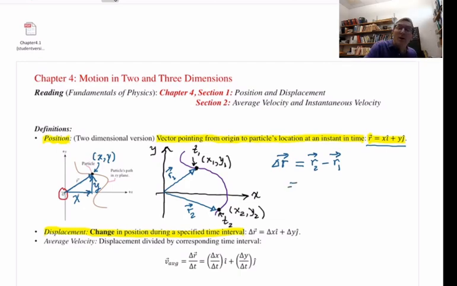Remember, we know x1, y1, and x2, y2, the x and y coordinates of the squirrel at time 1 and time 2. So to calculate r2 minus r1, here's all we do. We take x2 minus x1 and multiply that by the unit vector i hat, plus y2 minus y1 and multiply that by j hat.